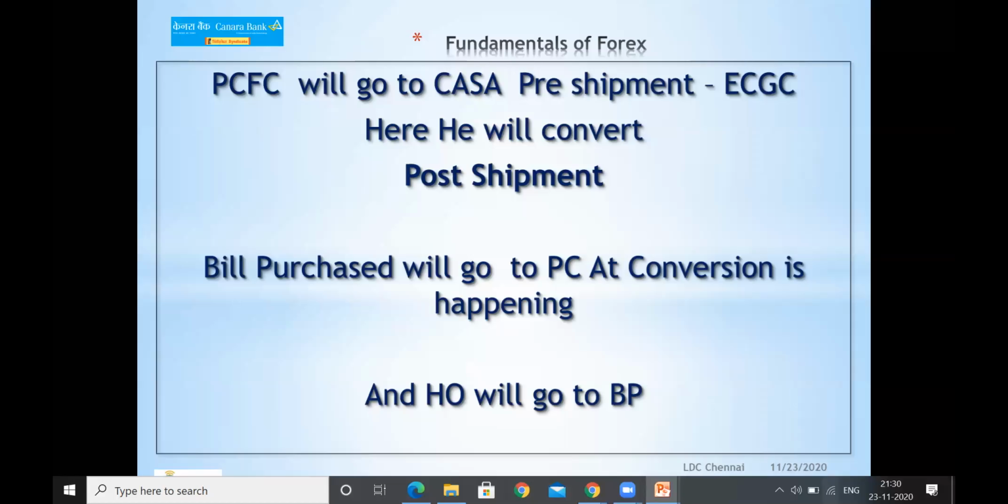Export accounting is very important. There are three steps. First, PC will go to CASA. Second, bills purchase will go to PC. Third, the HO IBA will liquidate the bills purchase. This way the transaction is paid off. So this is about PC and PCFC, sir.